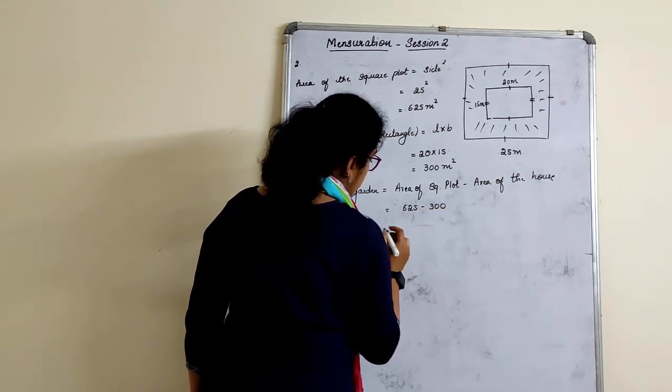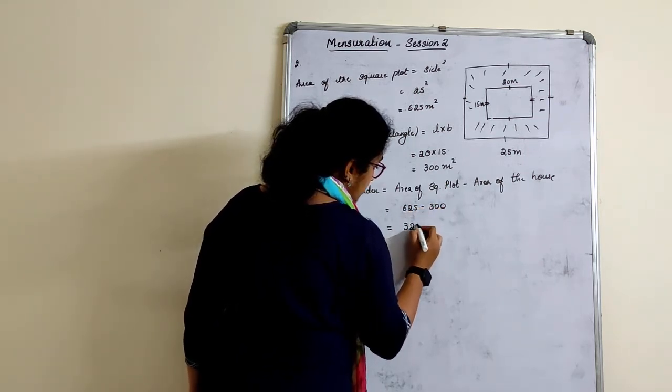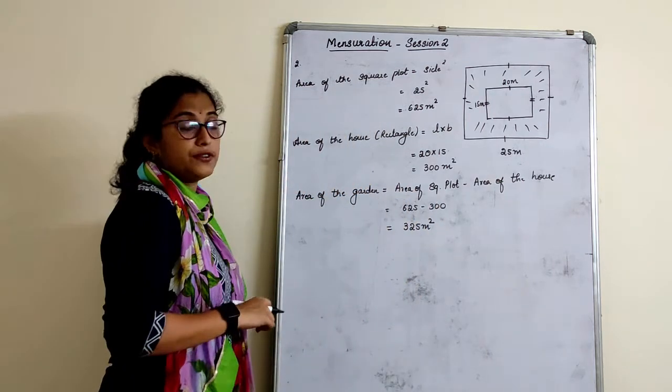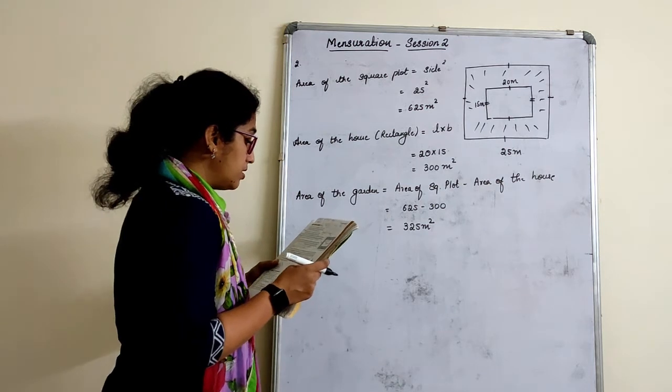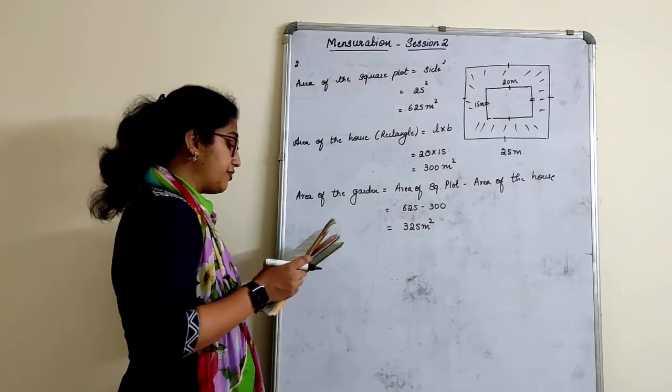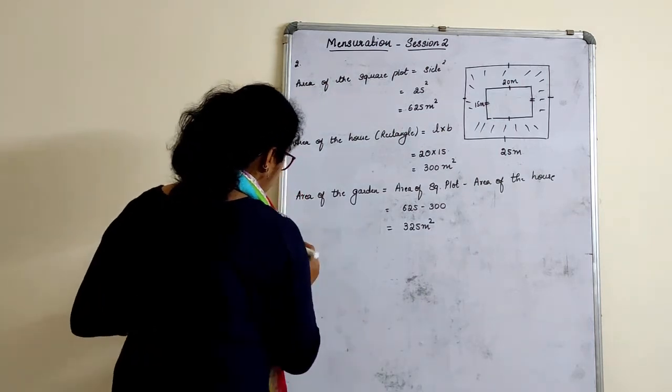(625) minus 300, that is nothing but 325 meter square. This is the area of the garden. Now, the total cost of developing the garden around the house is at the rate of 55 rupees per meter.